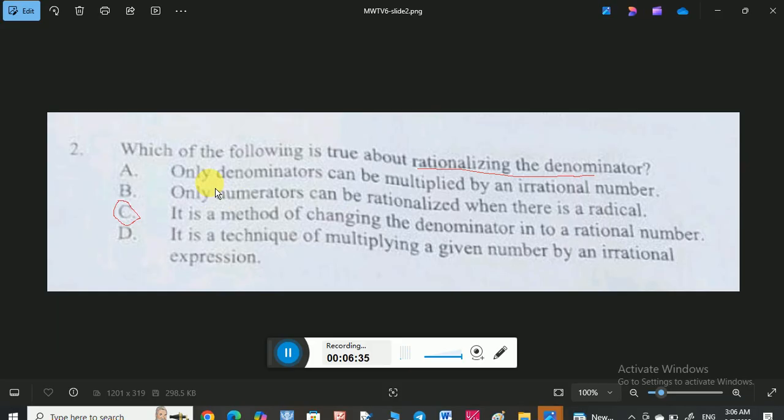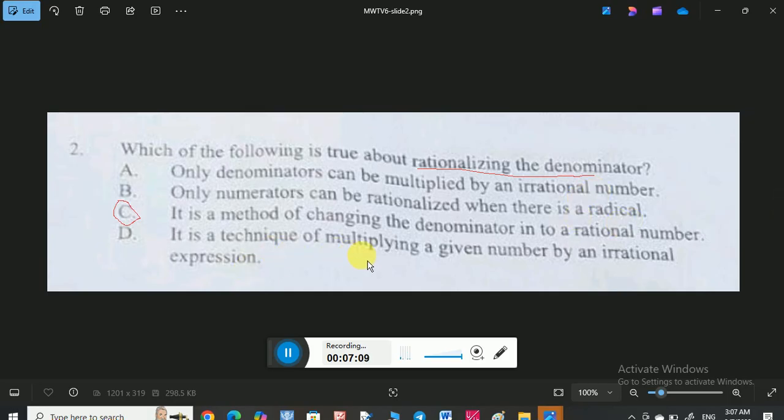No. Since the magnitude of the number should not be changed when you rationalize a number, both the denominator and numerator must be multiplied by the same number. So A is not correct. B, only numerators can be rationalized when there is a radical. No. C, it is a matter of changing the denominator into a rational number. Yes, that's why we say rationalizing the denominator, changing the denominator to rational without affecting the number. So the correct answer is C. No need of checking D.